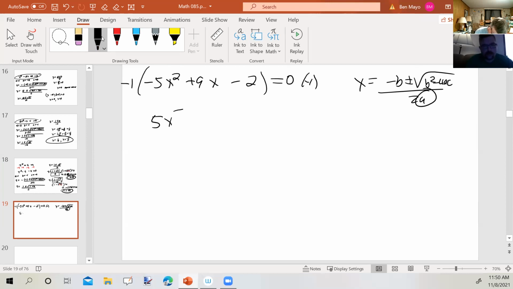So I get 5x squared minus 9x plus 2 equals 0. And then from there, a is +5, b is -9, c is +2. Okay, so you can get rid of a negative coefficient by multiplying both sides by a -1. Any questions on that? All right, here's another example.